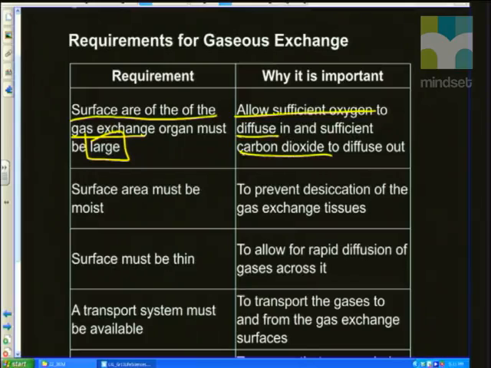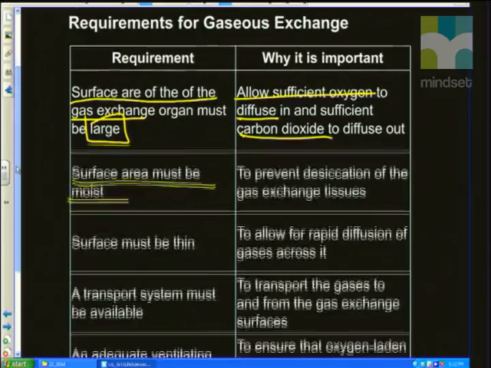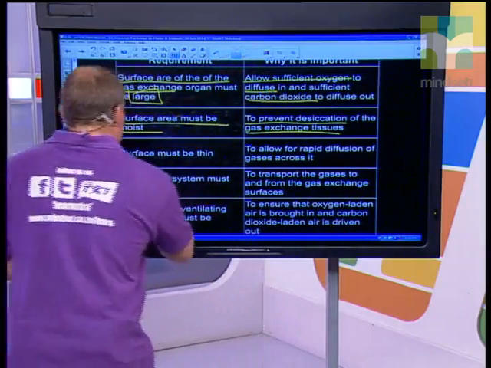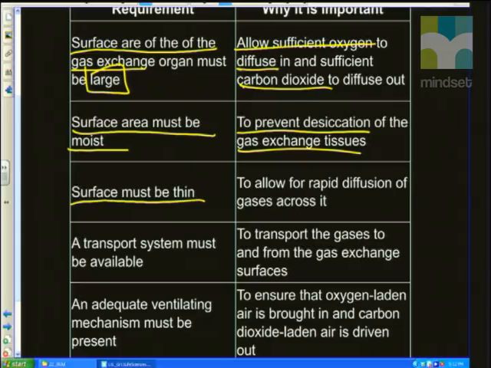Next thing, the surface area must be moist. If it's dry, you can't absorb anything. This is to prevent desiccation of the gaseous exchange tissue. So if it's moist, it doesn't destroy the tissue. Next one: the surface must be thin. The thinner it is, the quicker diffusion happens. It allows rapid diffusion of the gases. I'm trying to get as much quickly to you as possible.